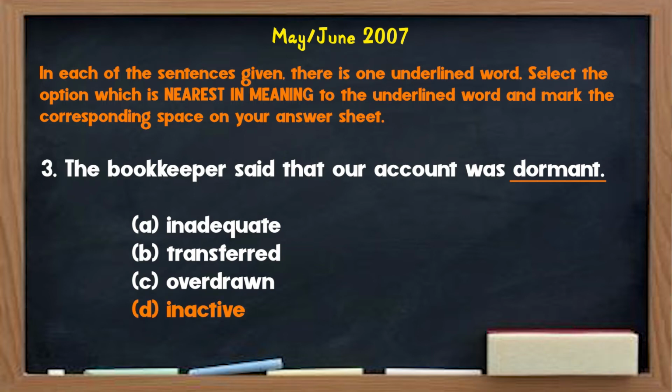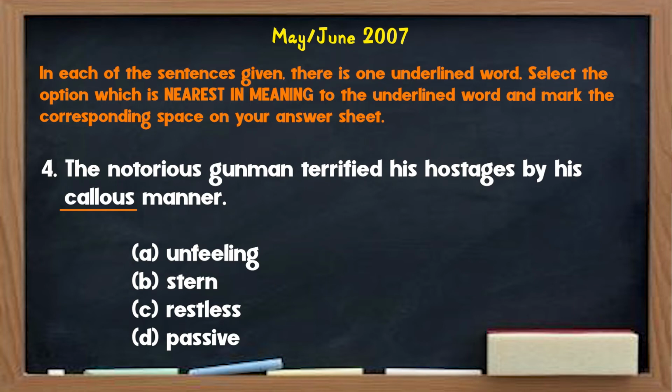We know that the synonym of dormant is inactive. Number 4. The notorious gunman terrified his hostages by his callous manner. A, unfeeling, B, stern, C, restless, and D, passive.